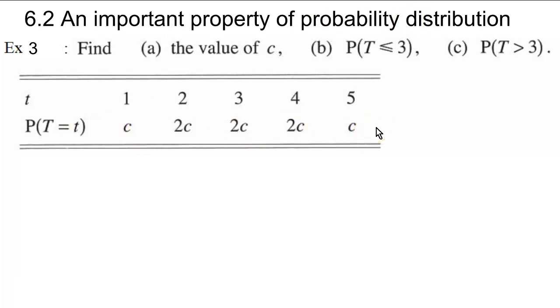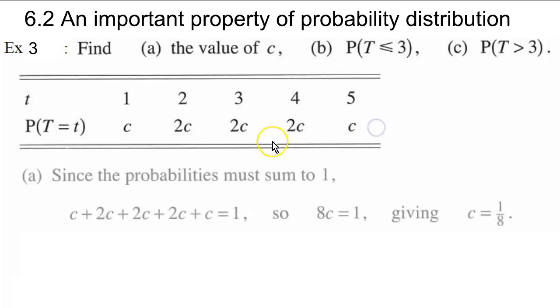So can you figure out what C's got to be? Try to do that. Pause it. Try it. All right, hopefully you did that and you found out that if you add up all that stuff and it equals 1 and you combine your C's, you'll find out that C should be 1/8.